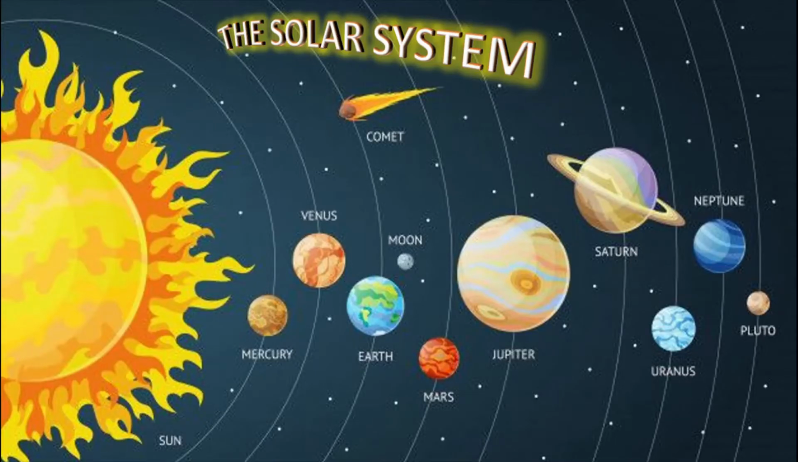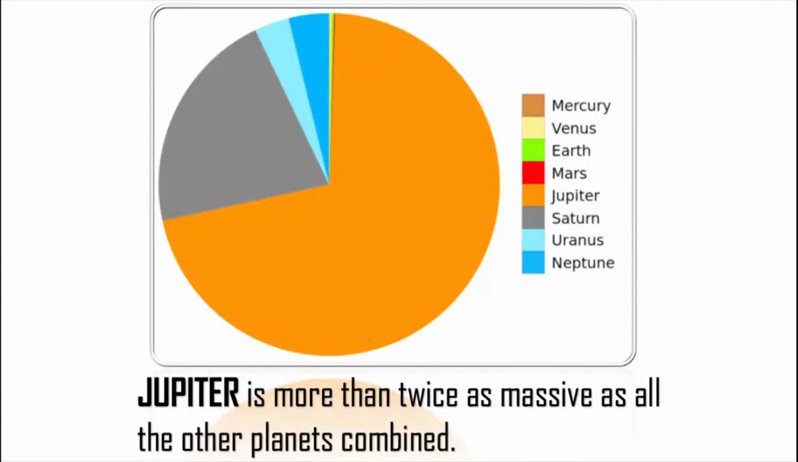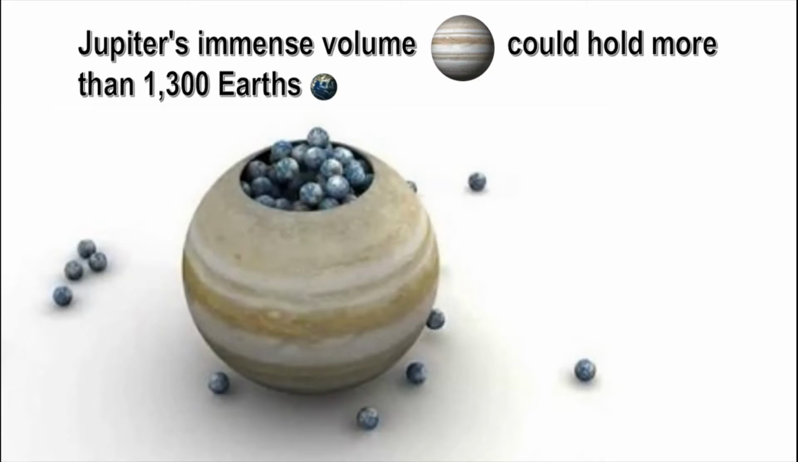The solar system is quite large as compared to Earth. Jupiter is a sub-brown dwarf, which means it has all the same materials as the Sun and formed in the same manner as stars and brown dwarfs, but has a mass below the limiting mass for the thermonuclear fusion of deuterium. It is more than twice as massive as all the other planets combined. Jupiter's immense volume could hold more than 1,300 Earths.